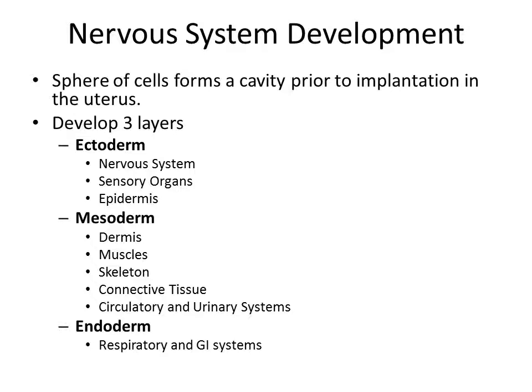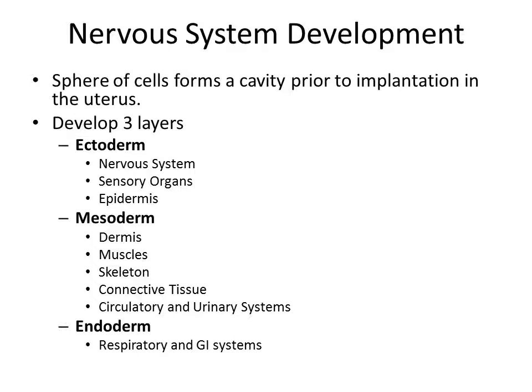fertilization of the egg takes place not in the uterus typically, but in the uterine tube. While still in the uterine tube and prior to implantation in the uterus, the egg has started to divide, and it has now become a sphere of cells or a group of cells. And within these cells, you get a cavity formed, and this occurs before the embryo actually implants in the uterus, so very, very early on.